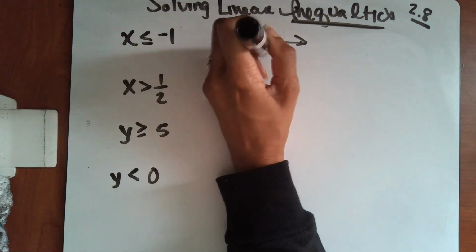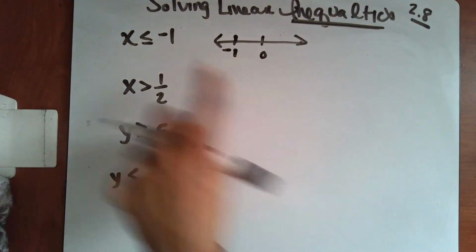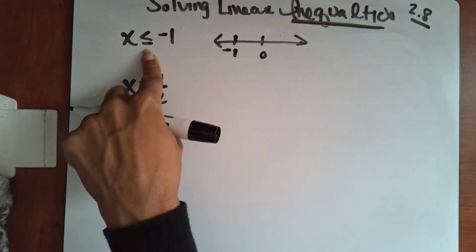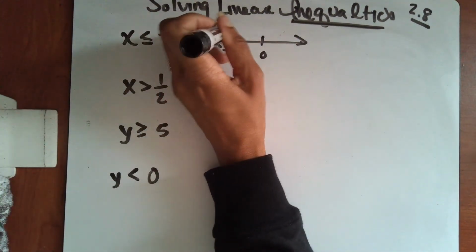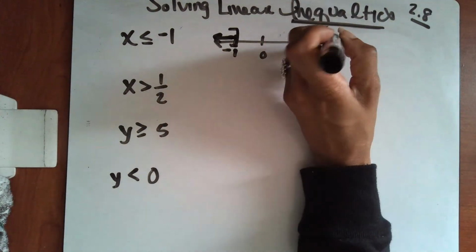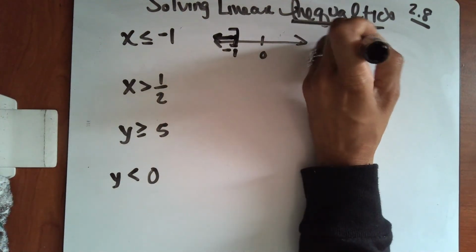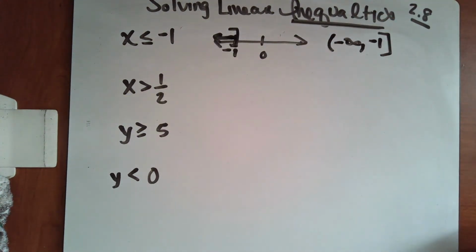I identify my number line and mark my negative 1. It's a less than or equal to, so I know I have a bracket because of the "or equal to." The values less than will go to the left, so I would have a bracket on my negative 1. My interval notation would be negative infinity to negative 1 with a bracket.